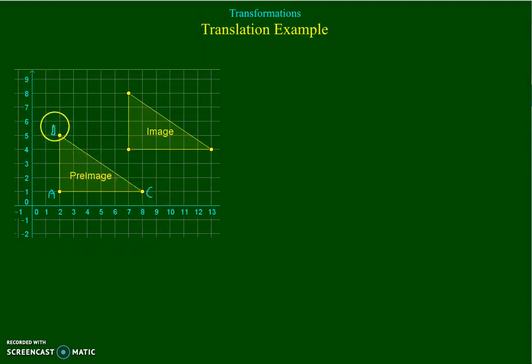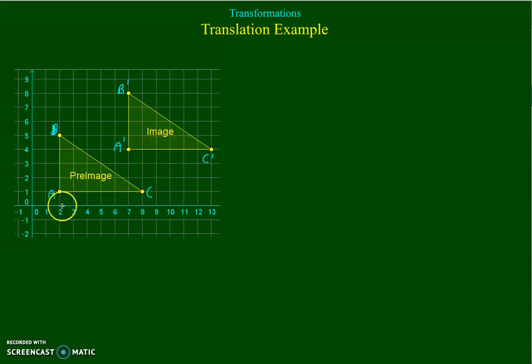Now, that's a bad B. The image points are going to have a slightly different denotation. This one's going to be A prime, this one will be B prime, and this one will be C prime. And this is generally the way you'll see them denoted. If we have multiple transformations, it may be a double prime or a triple prime, but this is generally how you're going to see it denoted.